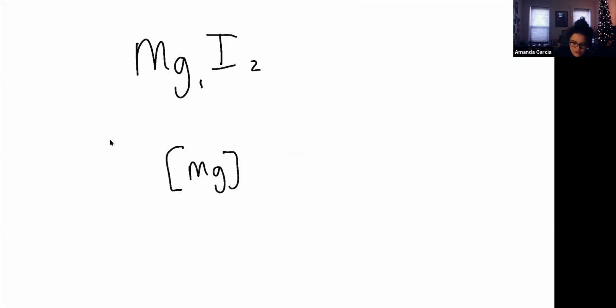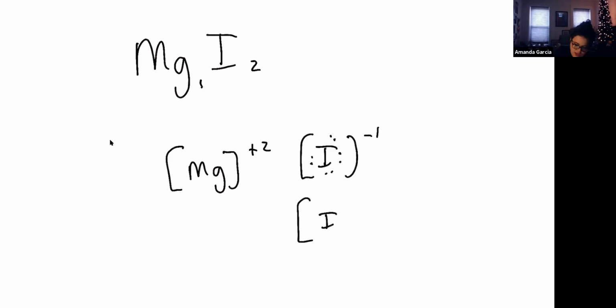We have Mg I2. We have an invisible number 1 there, so if you want to put the 1 there, you can. If it makes your life better, do your thing. What this is saying is that I'm going to have 1 magnesium ion, which we know has a +2 charge, and I'm going to have 2 iodine ions, which now have a -1 charge. And so why did this work out?